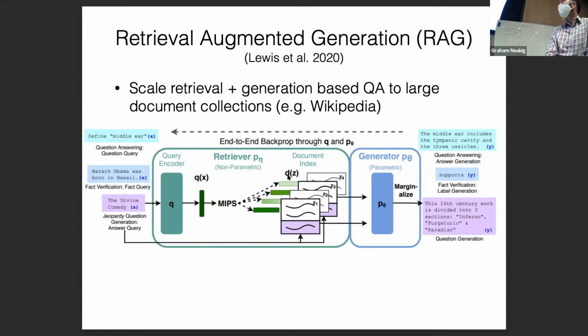You could also train the document encoder, but if you train the document encoder, you need to recreate the document index for all of Wikipedia, which is very expensive. So you need to do that sparingly, I guess.